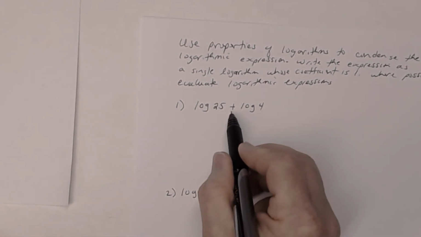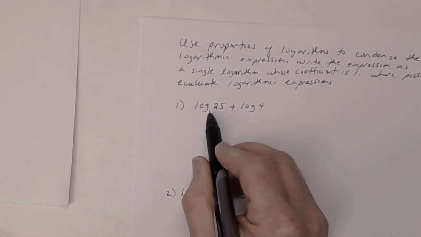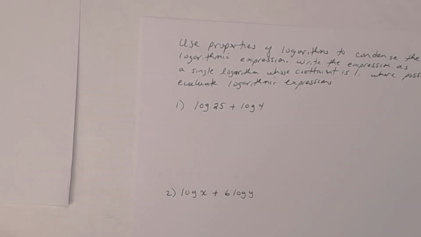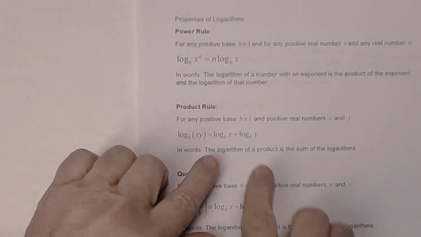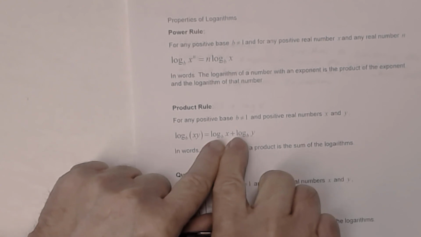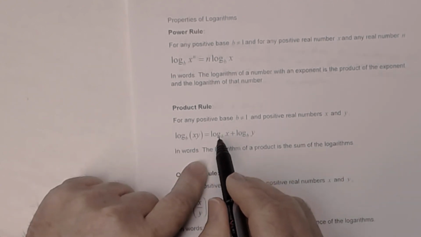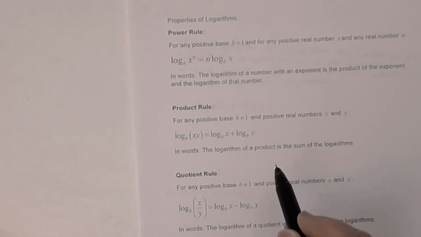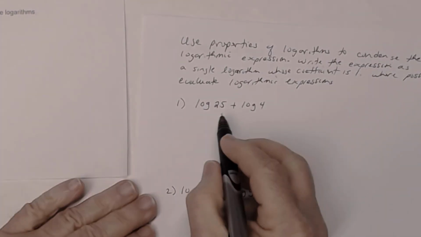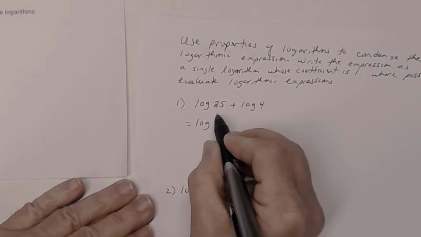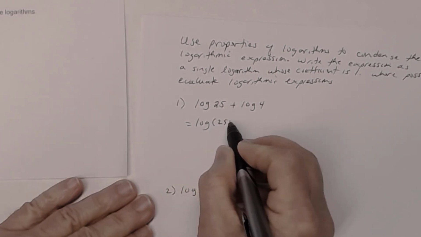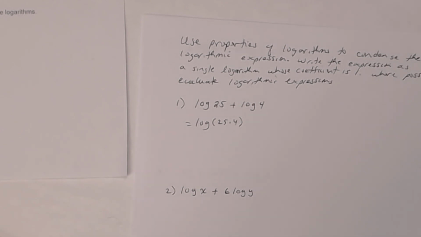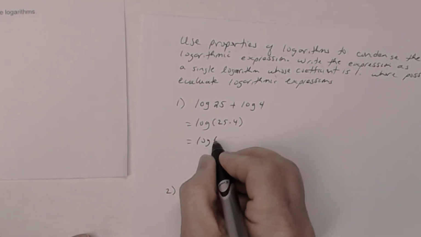Okay, so then you see how you're taking the log of the sum of a log, right? So based on our properties, that's the product rule. So that means then that I can write the sum of a log as the log of a product. Okay, so that means then I can write this as the log of the product of 25 and 4. Well, what is 25 times 4? Well, 25 times 4 is 100, isn't it? So that's the log of 100.